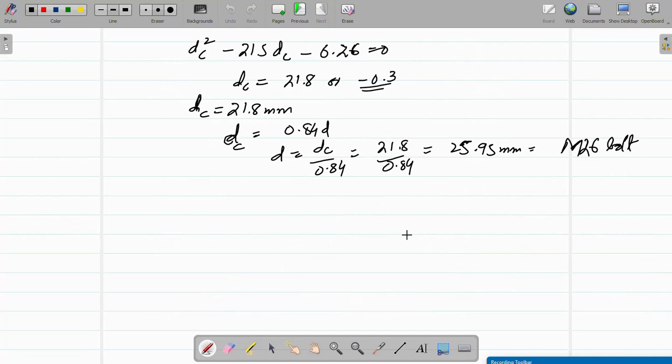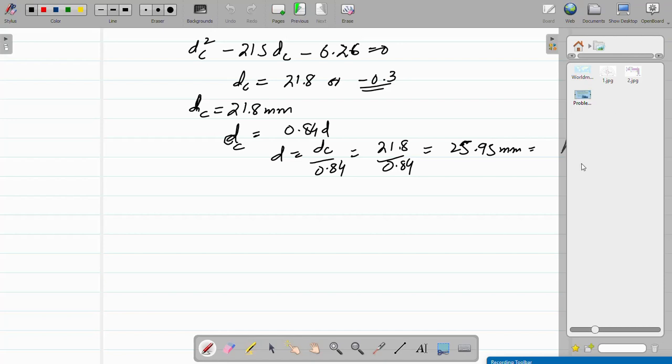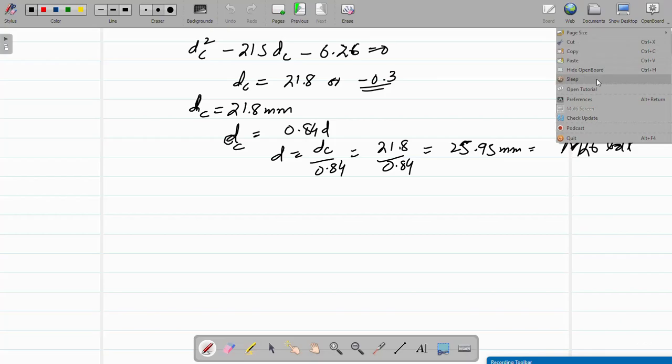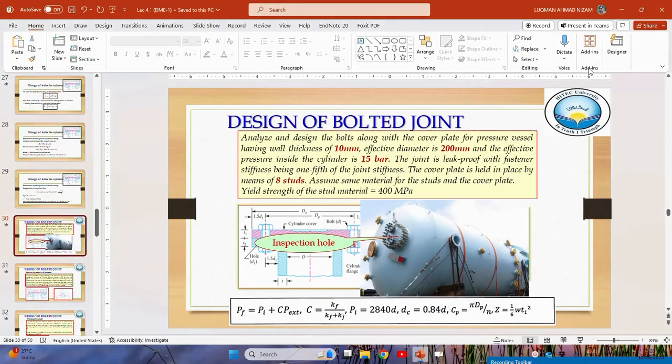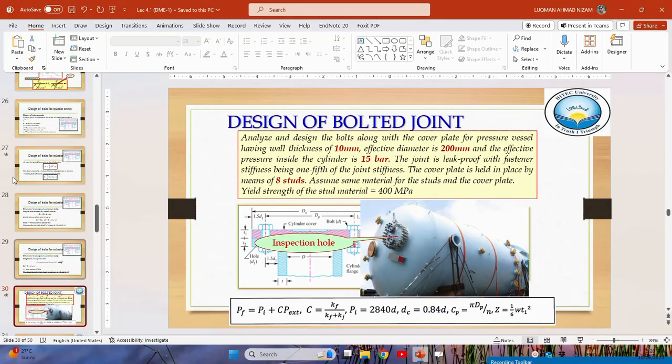Okay, now the bolt has been designed. We know 8 bolts of 26 mm are to be used. Now we have to design the cover plate. There are certain relations you have seen in the slides, and I encourage you to go through those slides as well. But before that, if you allow me, I will take out one figure.